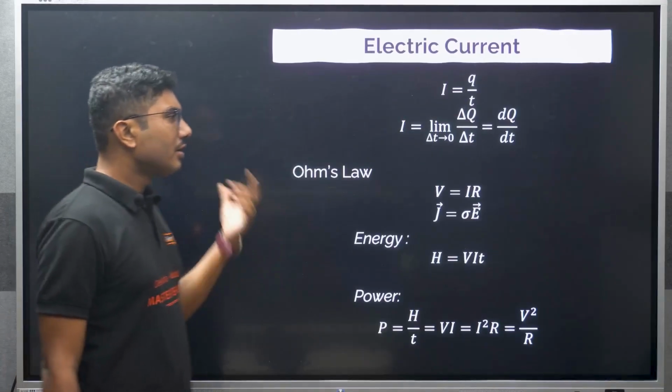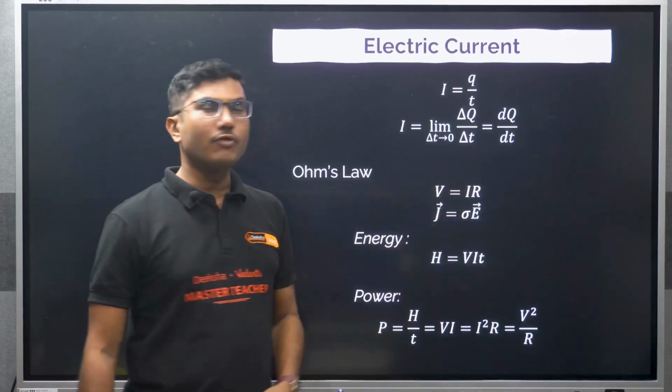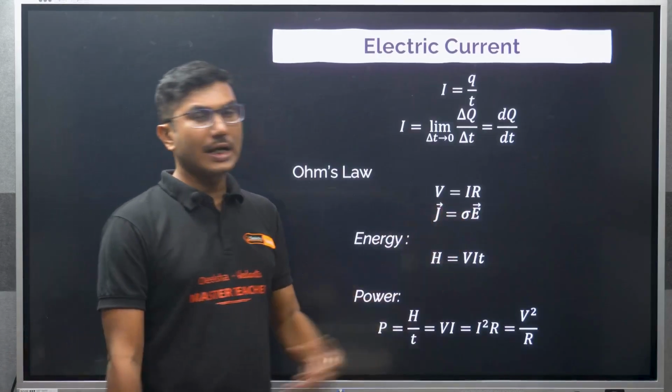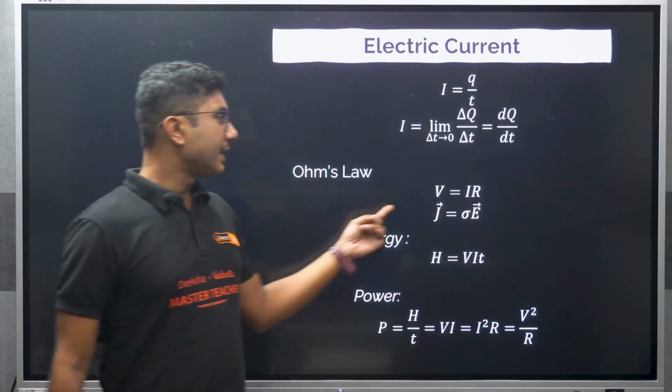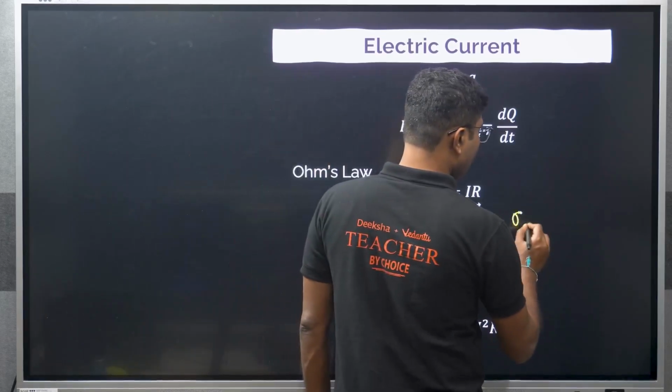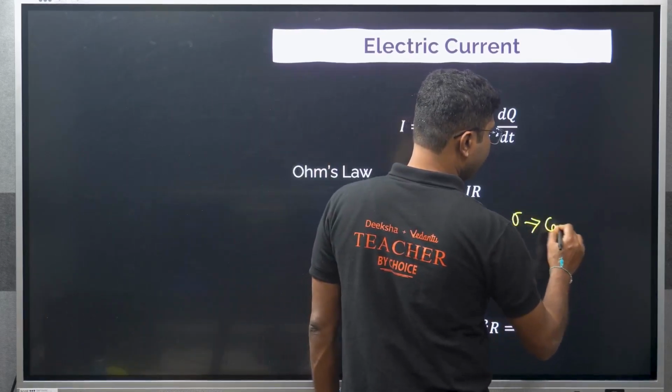Now Ohm's law, the most important law. Normally the form is V = IR, where R is called resistance, but there is an alternative form of Ohm's law, J = sigma E. Here sigma is called conductivity.